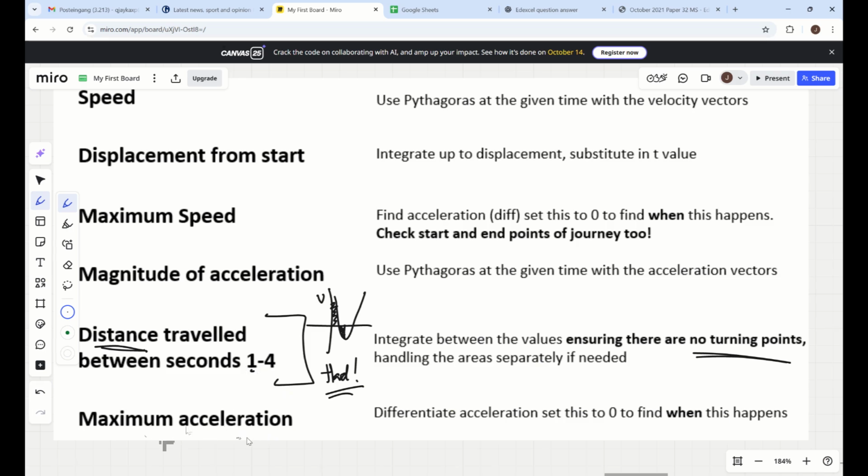And maximum acceleration, the same sort of thing I said about maximum speed. Just one more thing about maxima is if they say a maximum speed and maximum acceleration and they give you some time, you want to check the start and the end points of that journey as well. It might be that it started off at its quickest and then everywhere else in the journey was slower, for example. So start and end and turning points is a good way to do these ones here.